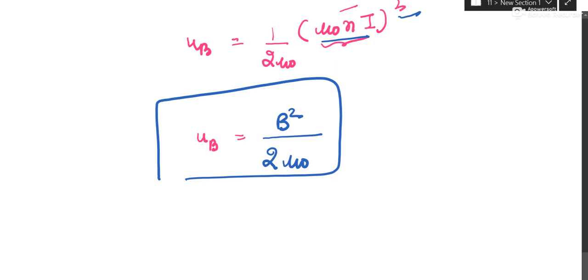Okay. And what is the corresponding topic? The corresponding topic is electrostatic potential energy density, done in the chapter electrostatics. And what was the formula, if you remember? Half epsilon naught E square. And here it is half, okay, B square in place of electric field square, and this is up and this is down. So getting to the next topic, we will see the relation between mu naught, epsilon naught and speed of light.